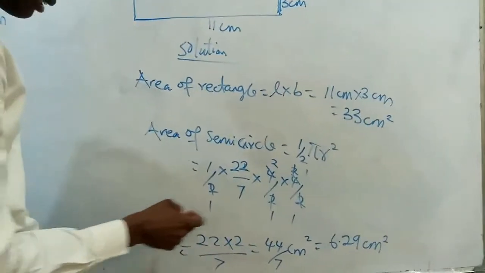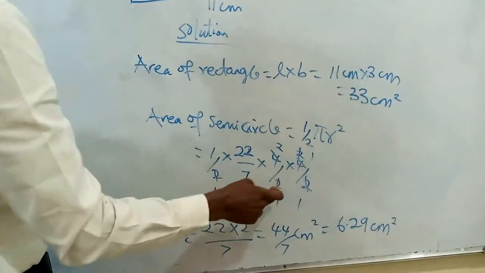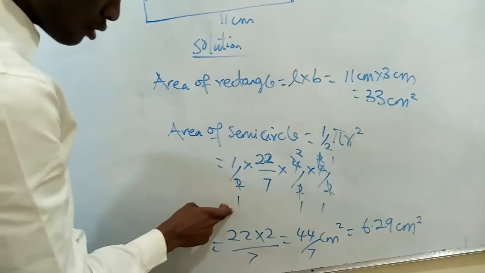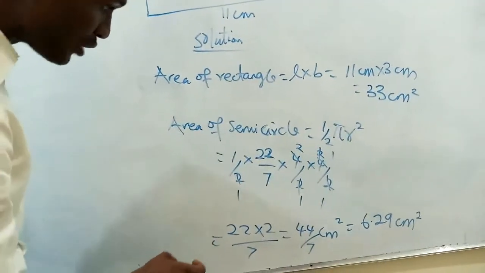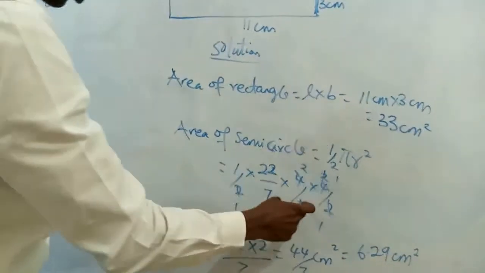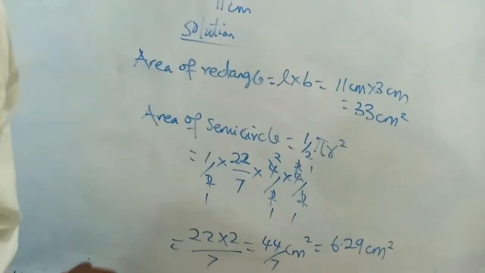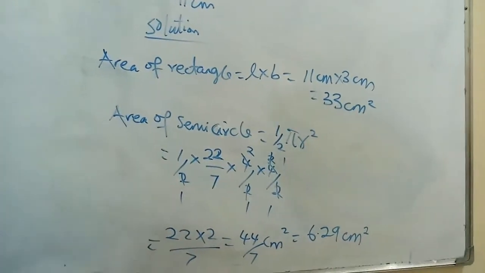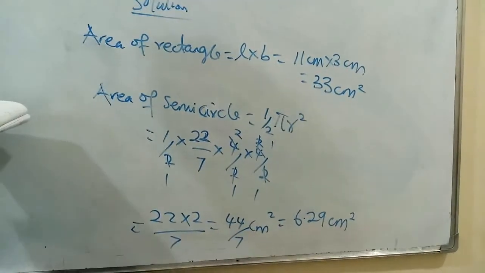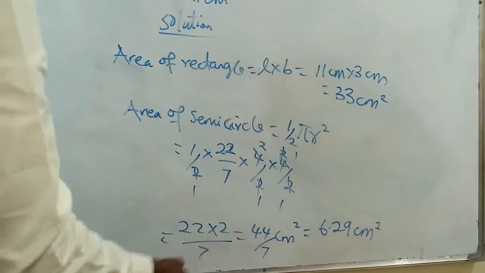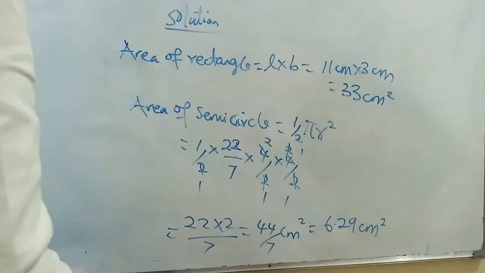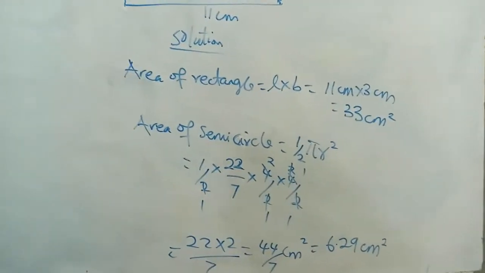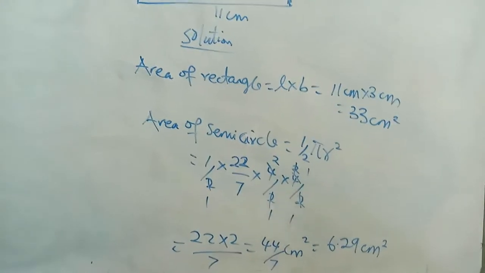At this point we divide. 2 into itself is 1, into 4 we have 2. 2 into itself is 1, into 4 we have 2. So we now have 22 times 2 all over 7. 22 times 2 gives us 44. I will divide 44 by 7. We have 6.29 centimeters squared. So our area of semicircle is given as 6.29 centimeters squared.